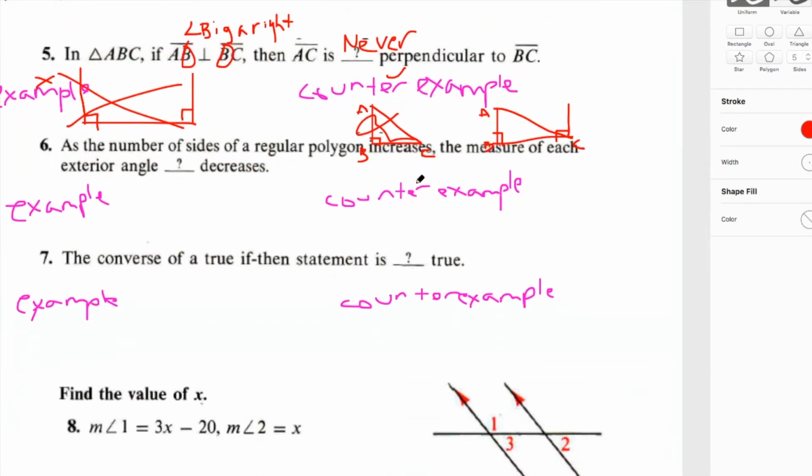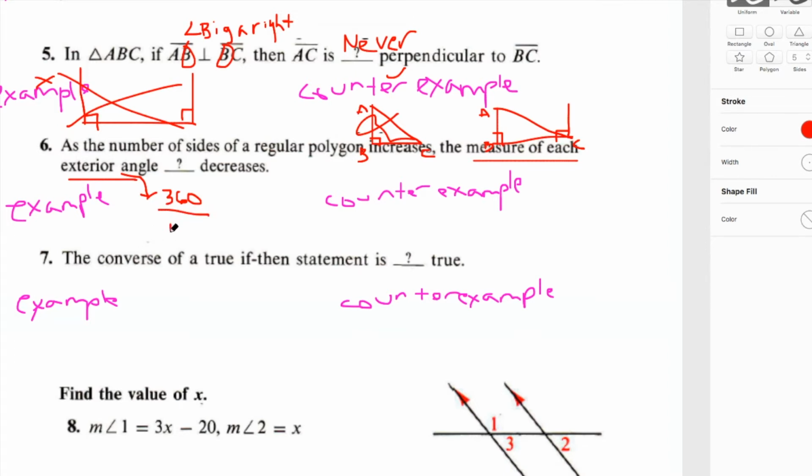As the number of sides in a regular polygon increases, the measure of each exterior angle decreases. Ooh, I like this one. Here's the one where you're trying to get the measure of each exterior angle. Here's one where you just kind of have to memorize this formula, I'm hoping. Remember, the exterior angles of any convex polygon, and a regular polygon would be convex, sum to 360. So the more sides it has, the smaller those exterior angles are going to be.